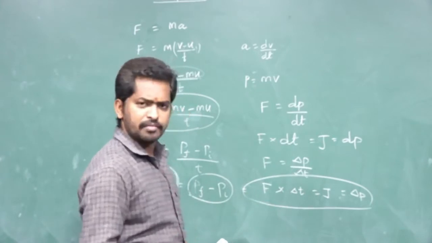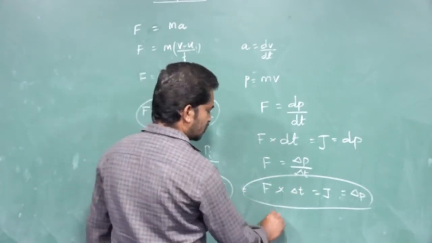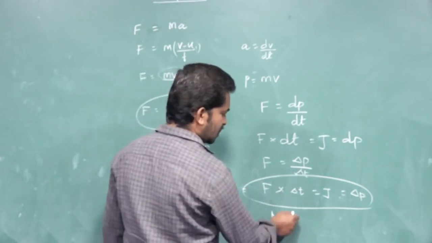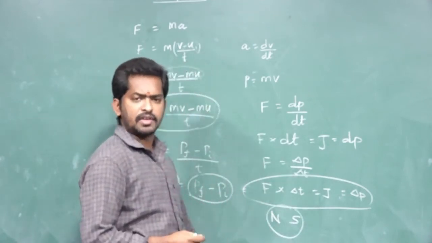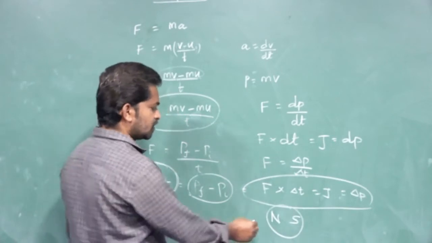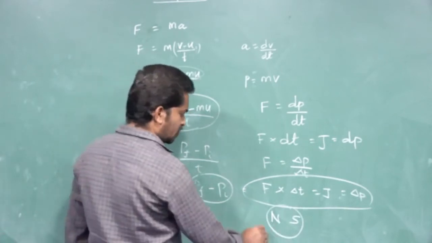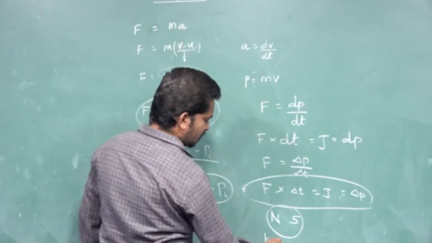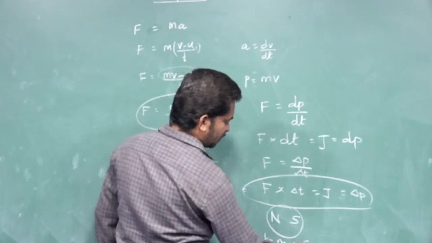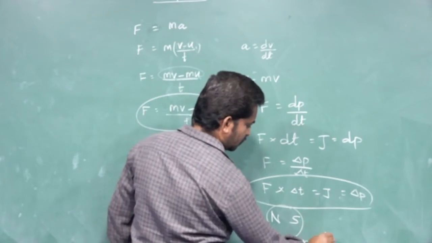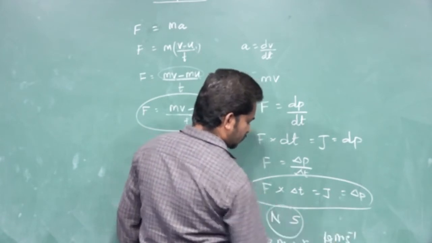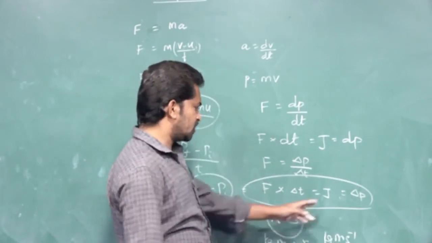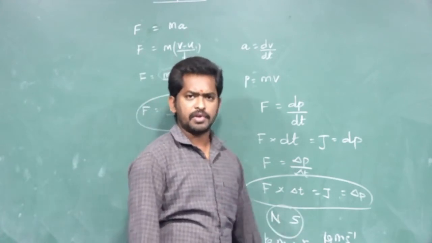What is the unit of impulse? It is force into time. The unit of force is Newton and the unit of time is second, so Newton second is the unit of impulse. Another equivalent unit: Newton is mass into acceleration, so kilogram meter per second square. Multiplying by second, the seconds cancel, giving kilogram meter per second, kg m s^-1. So the unit of impulse is Newton second or kilogram meter per second.